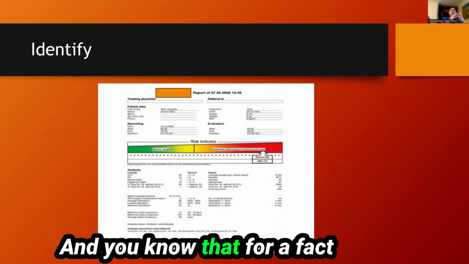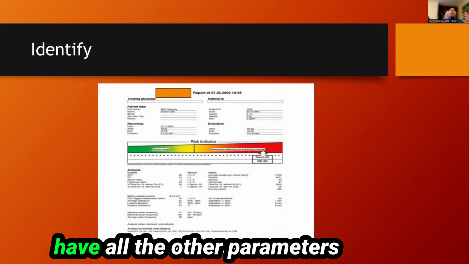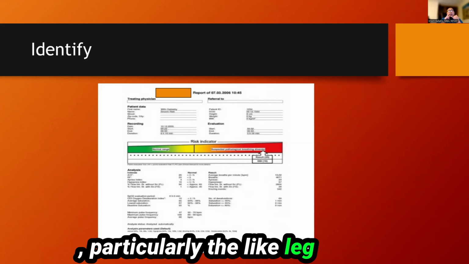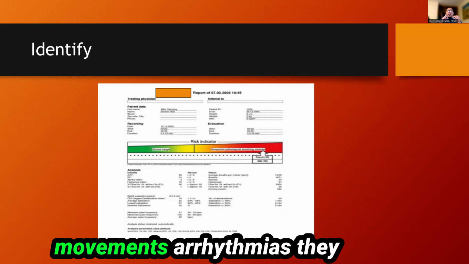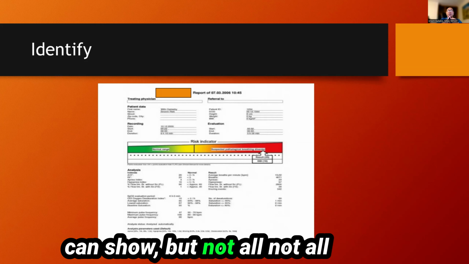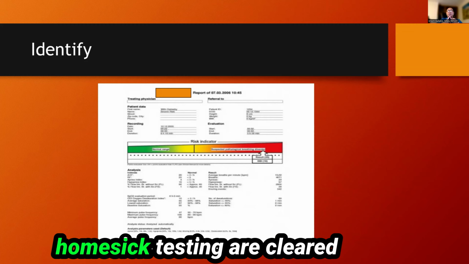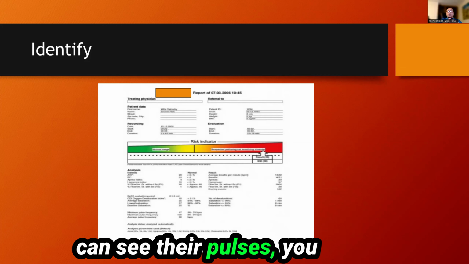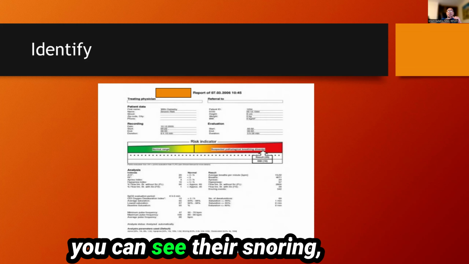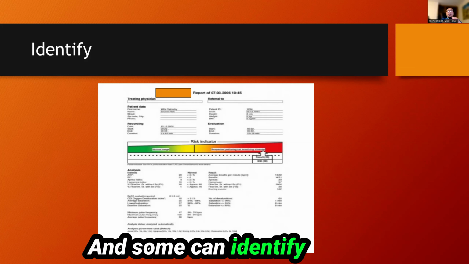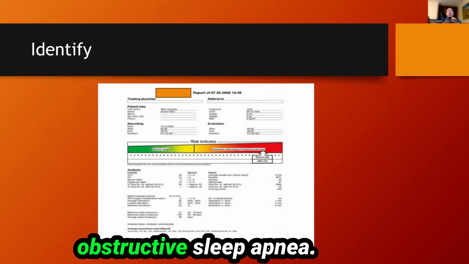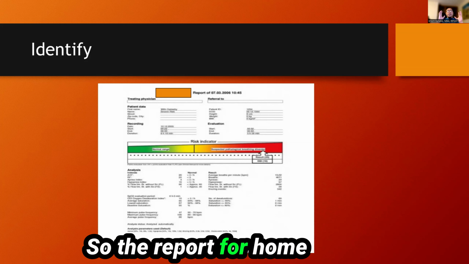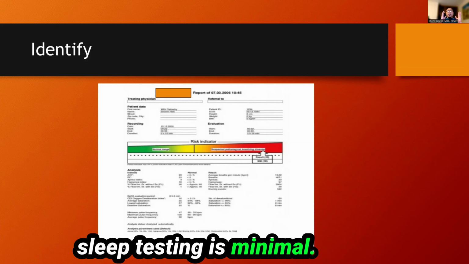And you know that for a fact because usually they won't have all the other parameters, particularly the leg movement, periodic limb movements. Arrhythmias they can show, but not all home sleep testing is cleared yet for arrhythmias. But you can see their pulse, you can see their flow pattern, you can see their snoring, and some can identify central versus obstructive sleep apnea. So the report for home sleep testing is minimal.